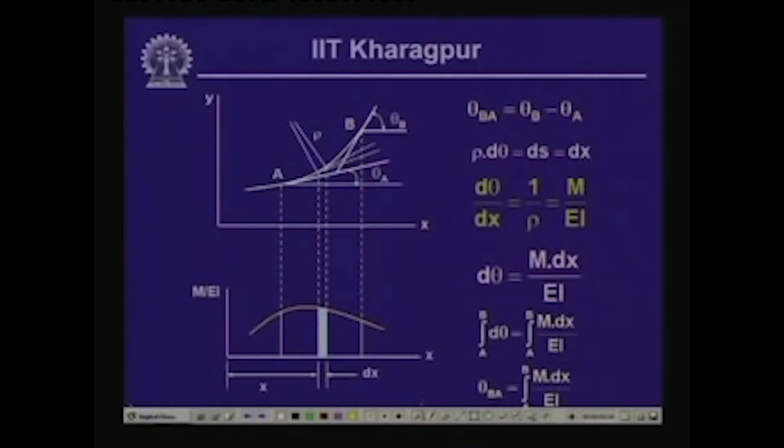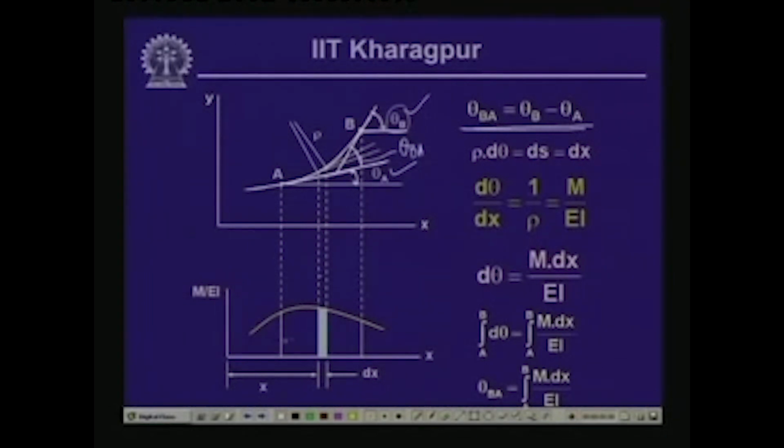Now, in this particular figure, let us say that this is a part of the deflection curve and we choose 2 points A and B. At point A we draw a tangent, so that this gives the slope at this particular point of the elastic curve, which we call theta A. Now, if we draw a tangent at B of the elastic curve, this tangent gives us the slope of the elastic curve at point B, which we have called theta B. So, this particular angle is the difference of these two angles theta B and theta A, and this we call theta BA, which is theta B minus theta A.